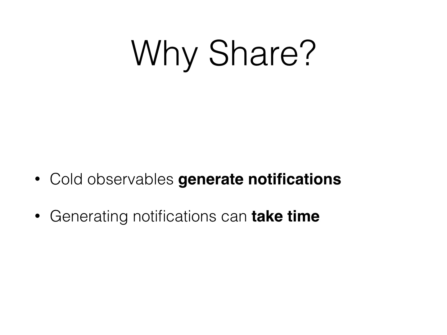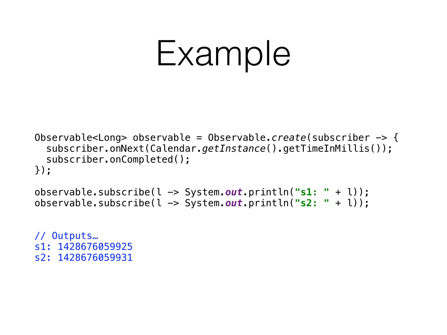So let's take a look at a not shared observable. Here I'm calling observable.create, so I can explicitly call onNext with a new milliseconds value. And here I've got 2 subscribers. The output, when I happen to run this, is very close, but they're a few milliseconds apart. That indicates that my subscriber method is being called 2 different times, once for each subscriber.